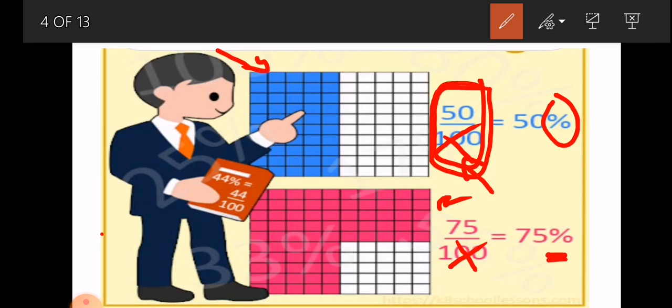Once you put this percent sign, it means 75 out of what? Can it be out of 50? Can it be out of 70? Out of 90? No. Any percent means it's out of 100. So 75 out of 100.